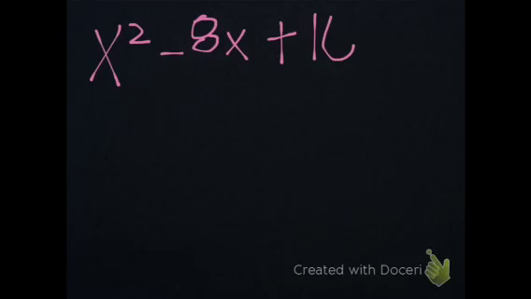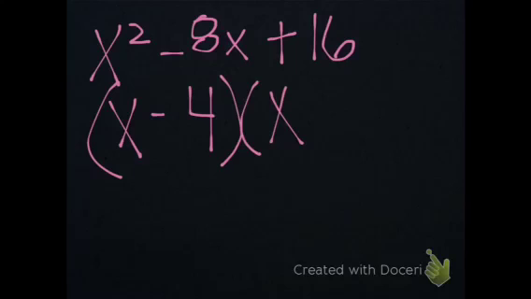Our next problem is x squared subtract 8x plus 16. We know that x squared is a factor of x times x, so x would be our first, and 16 is a square root of 4, so we'd bring down a 4. One sign has to be a negative, and the other has to be a positive.